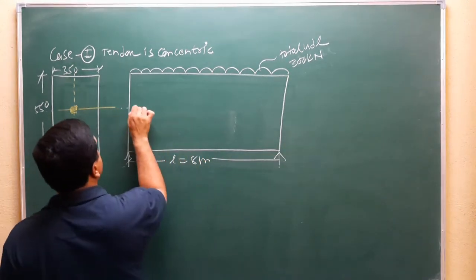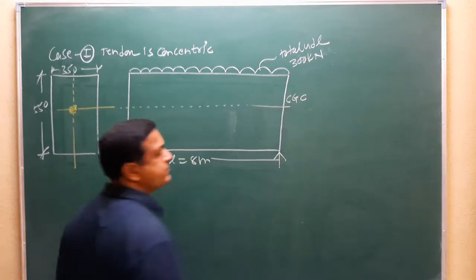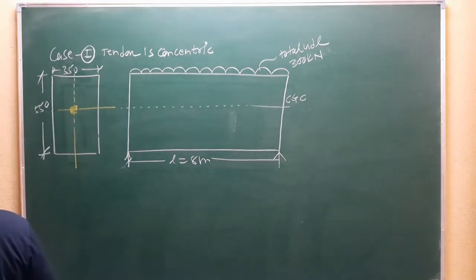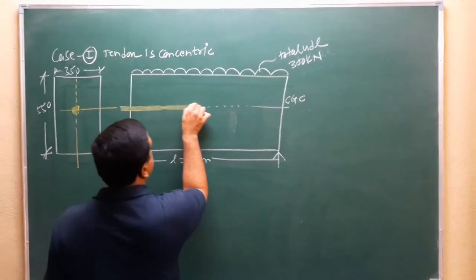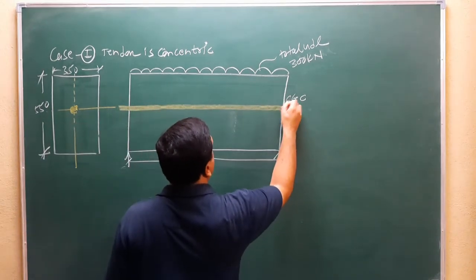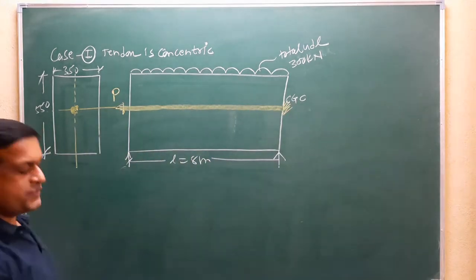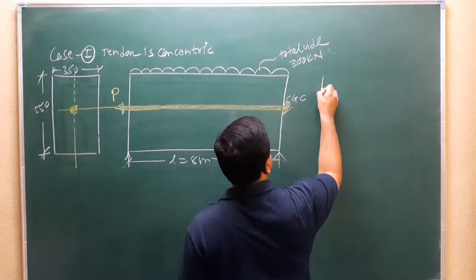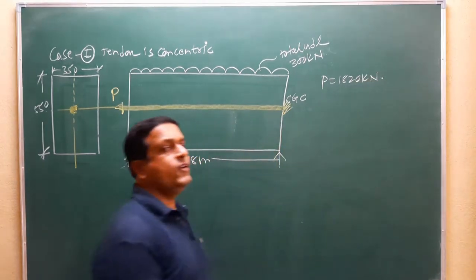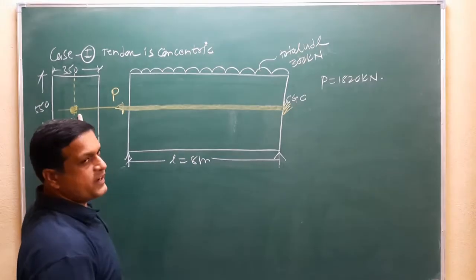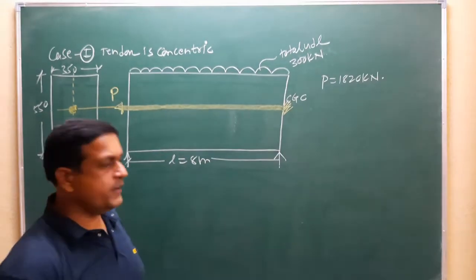So this is the CG of the concrete, and the tendon is concentric, exactly at the center. The prestressing force is provided. What is the prestressing force? The prestressing force is 1820 kilonewton. Tendon is concentric means there is no eccentricity of the tendon with respect to the CG of the concrete.